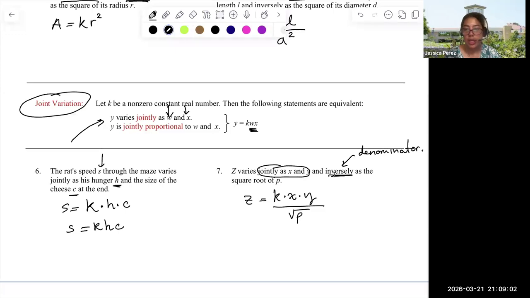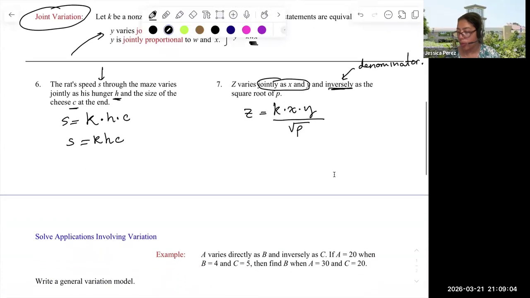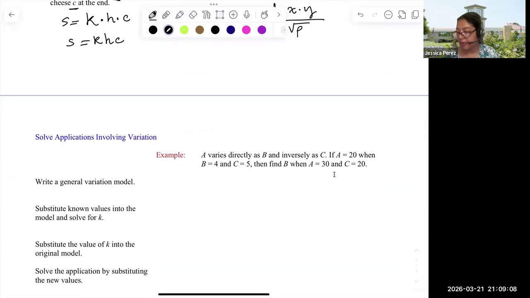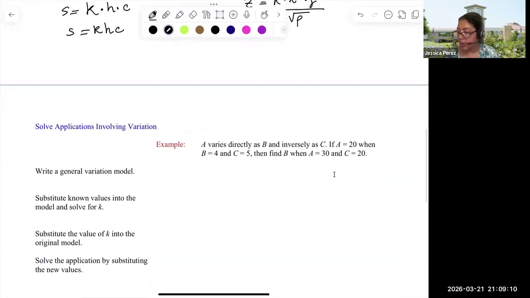Now, let's start by identifying what we do when we have applications involving variation. Let's read the question first. It says A varies, so we're going to write a general variation model. A varies directly as B, so K times B, inversely as C.